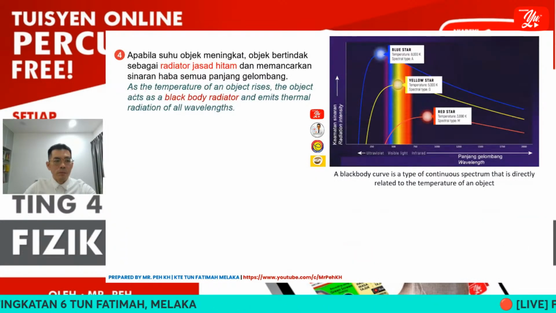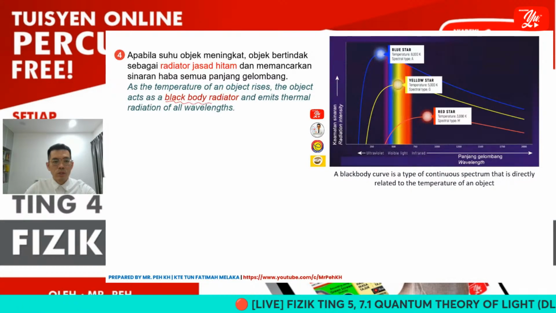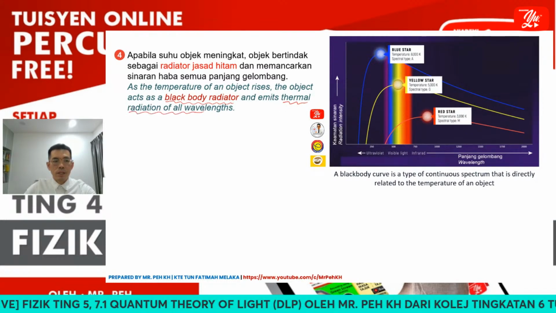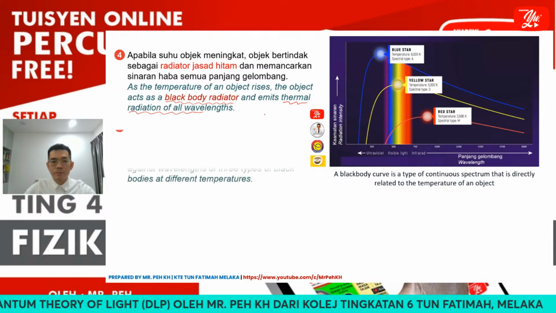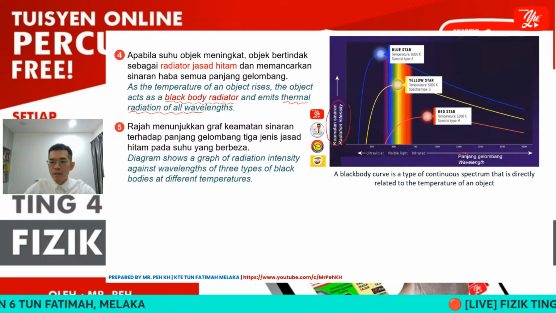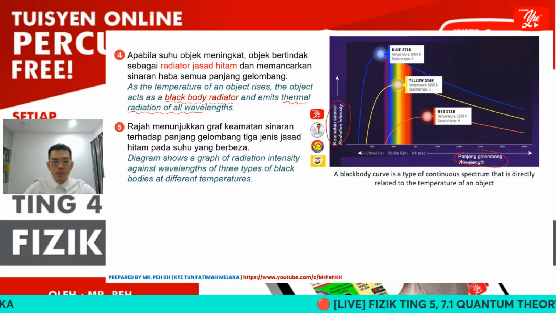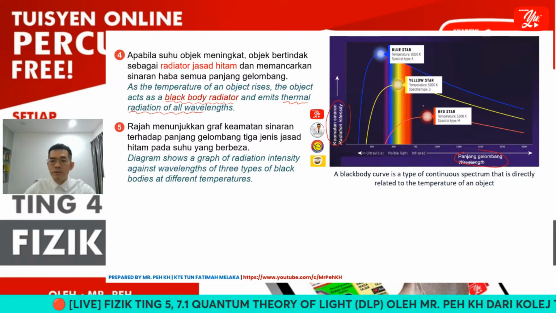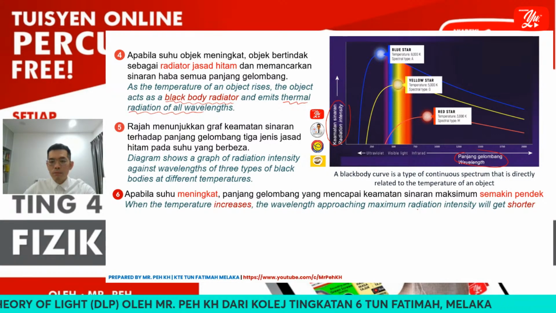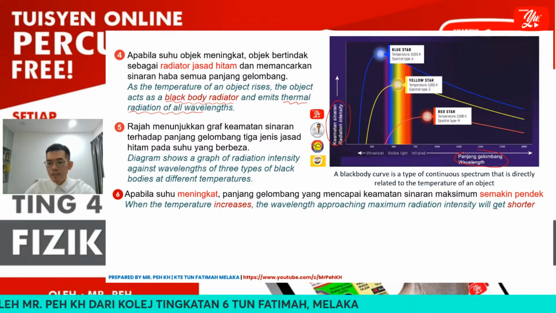Okay, so here will be the summary. As the temperature of an object rises, the object acts as a black body radiator, so it will be emitting thermal radiation with all wavelengths. According to this diagram, which is the radiation intensity against the wavelength, there are three types of black body for this comparison at different temperatures. When the temperature increases, the wavelength of maximum radiation intensity gets shorter.